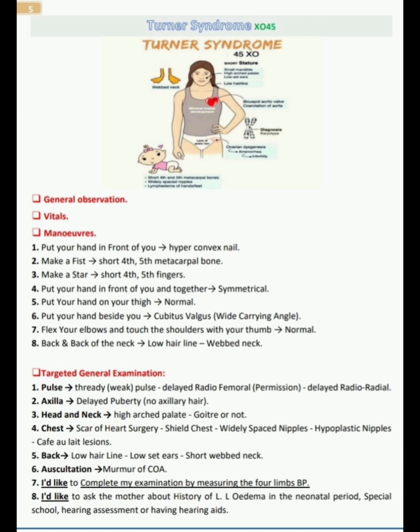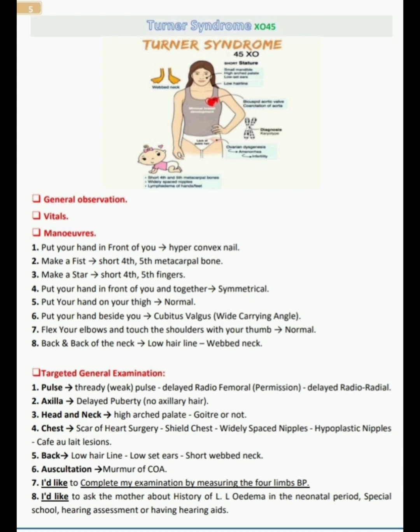Now the targeted general examination, including pulse. Number 1, pulse: we find a weak pulse. There is delayed radiofemoral, and radial delay. We know that the cardiac disease coarctation of aorta is associated with Turner syndrome. Number 2, on axilla we will find delayed puberty. There is no axillary hair.